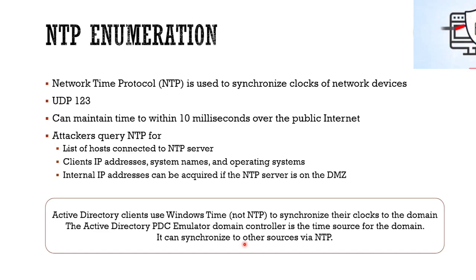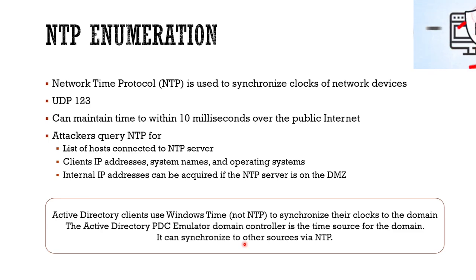Now, Active Directory, Microsoft, they have their own little thing. They call it Windows Time. It is not NTP. They use Windows Time, and it's kind of loose, but they use it to synchronize their clocks within a domain. And there's a particular domain controller called the PDC emulator, primary domain controller emulator. It is the authoritative source of the time for a particular domain. But that PDC emulator can then synchronize to other sources via NTP.